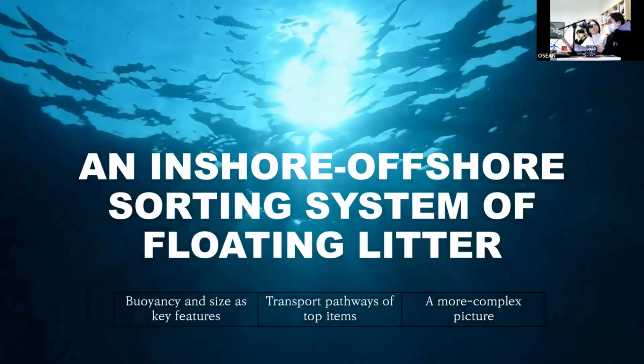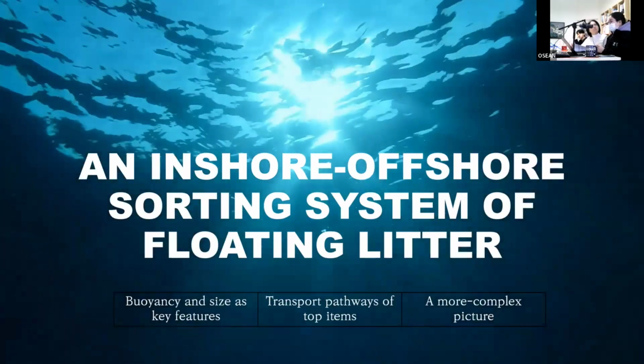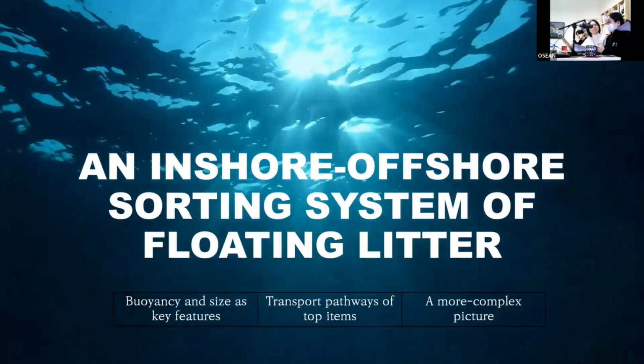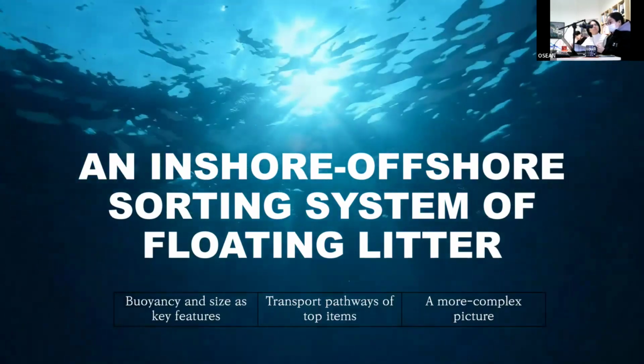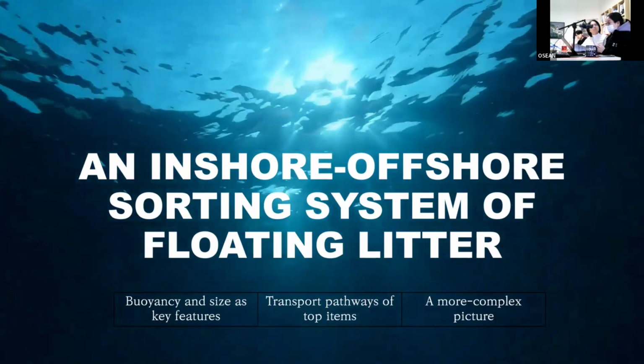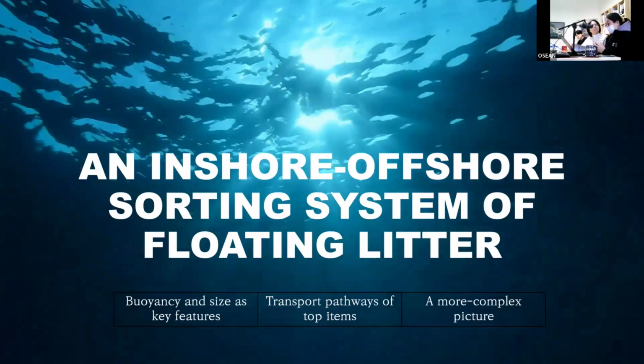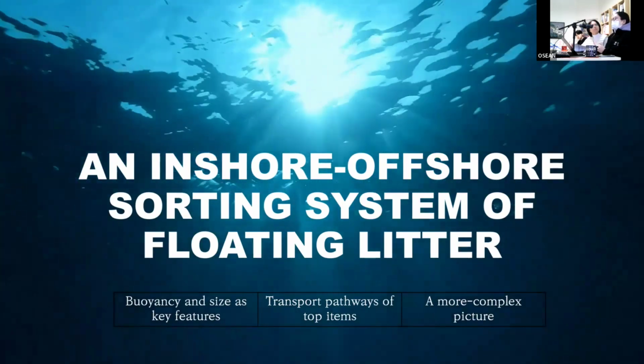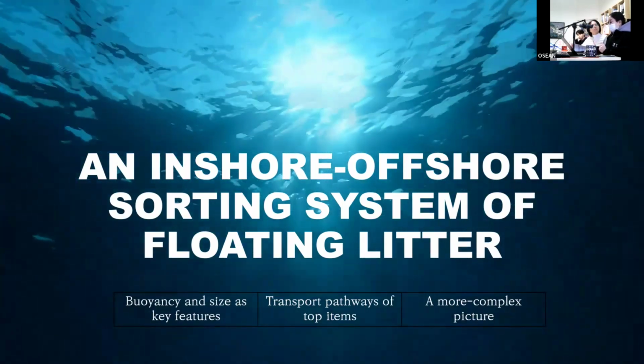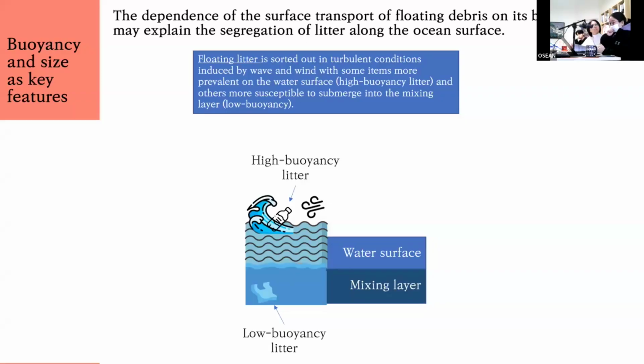So the authors' inshore-offshore sorting system of floating litter is based on two things: buoyancy and size as key features, and transport pathways of top items, both of which will create a more complex picture when other factors not included here are involved. As you will see, the surface transport of floating debris depends on its buoyant force, which may explain the segregation of litter along the ocean surface.